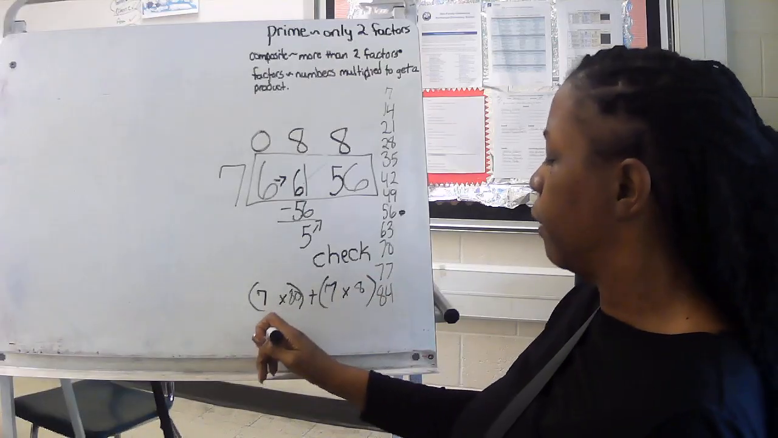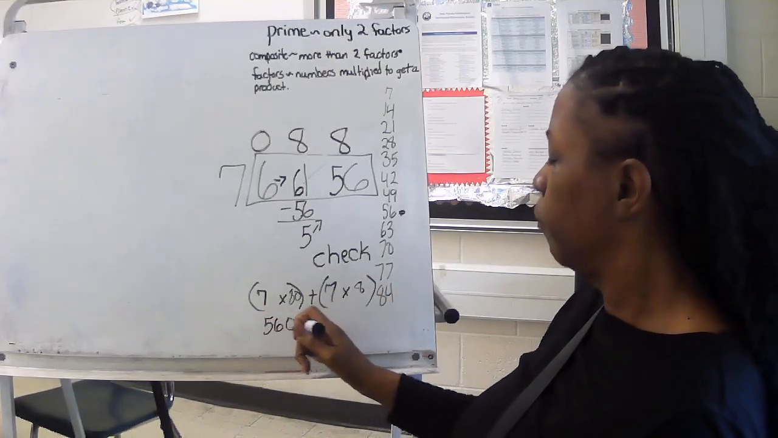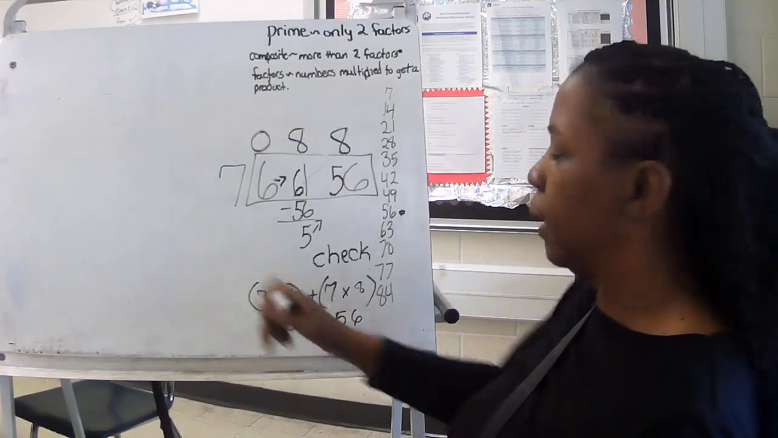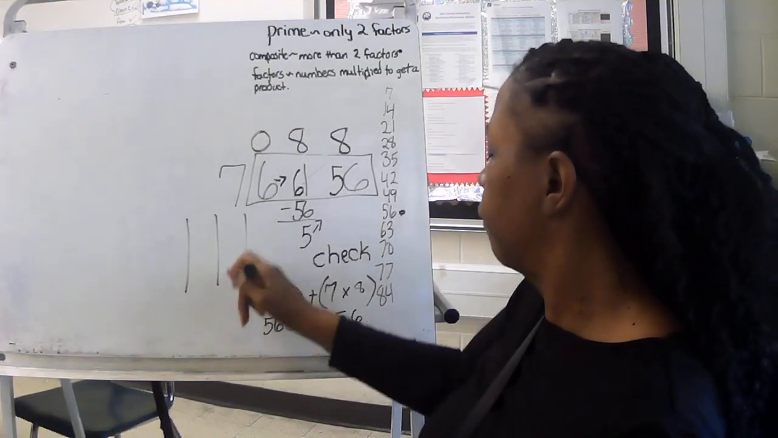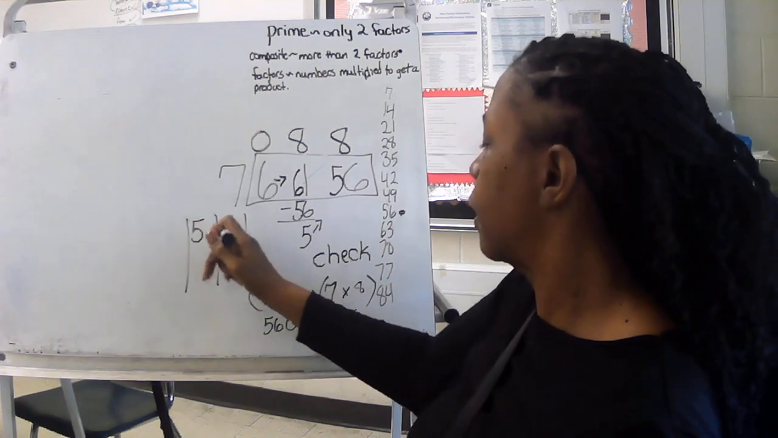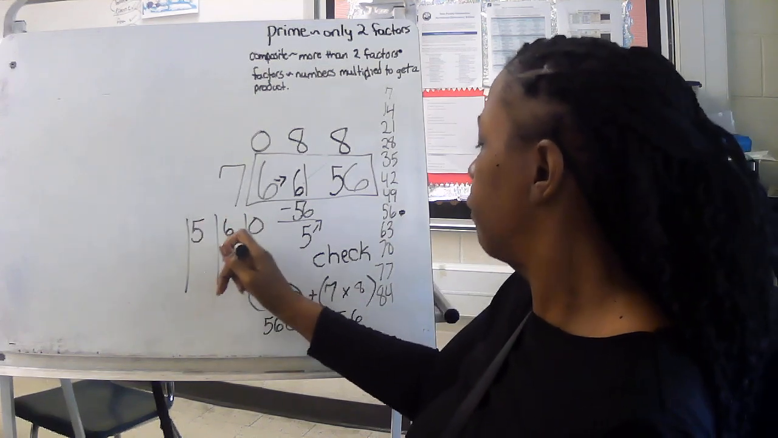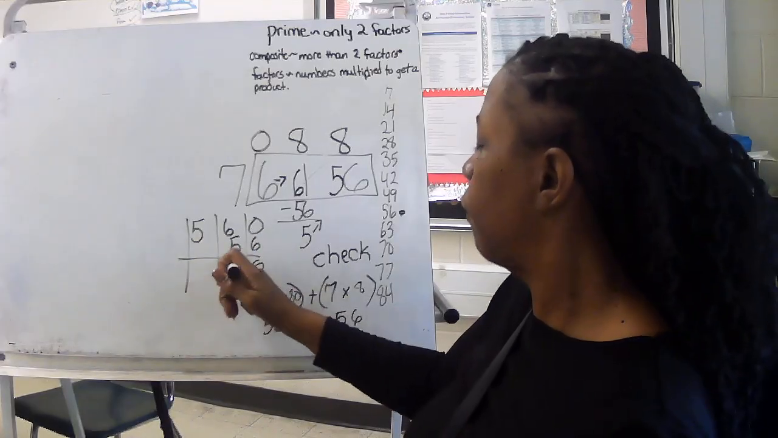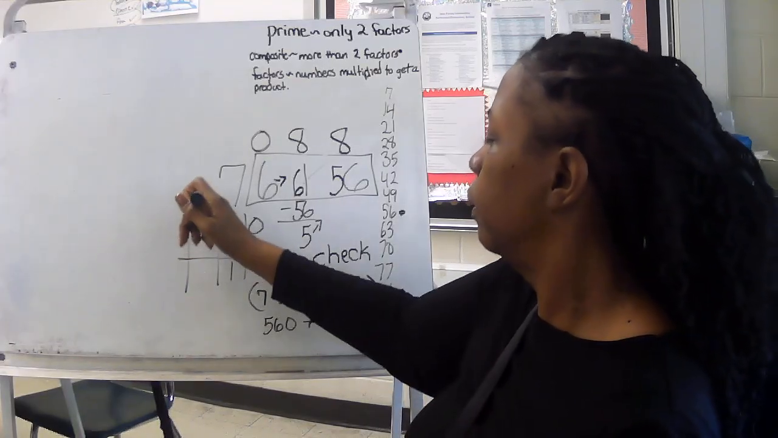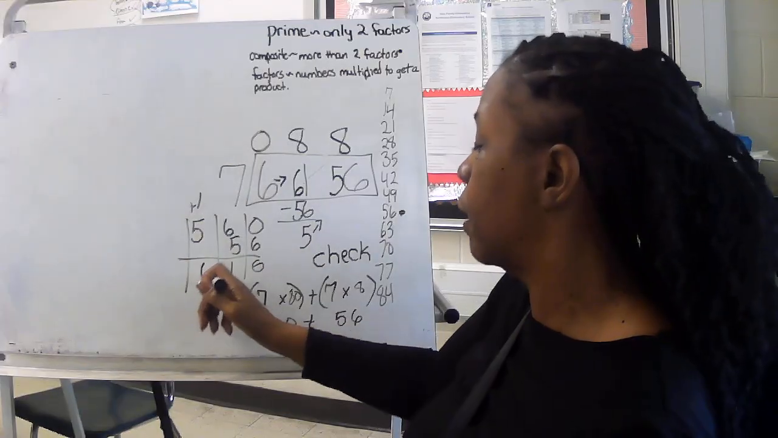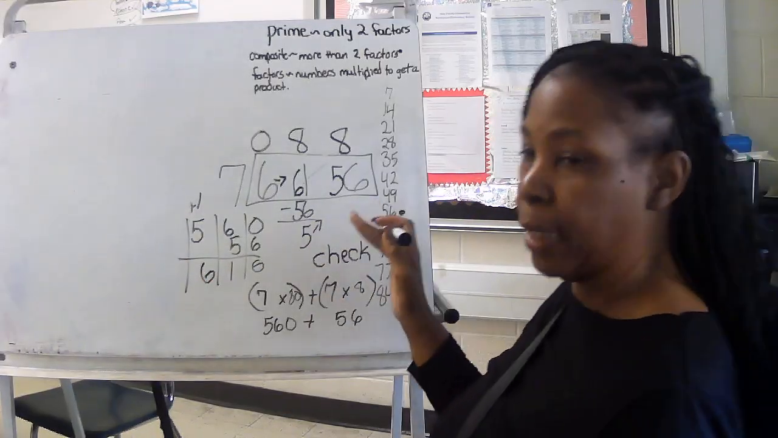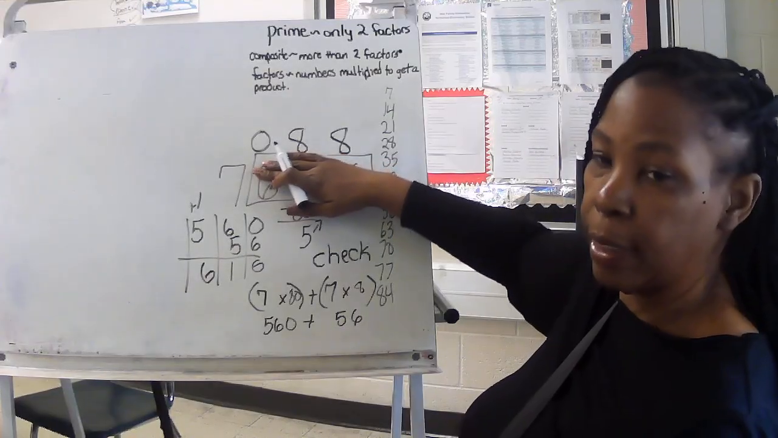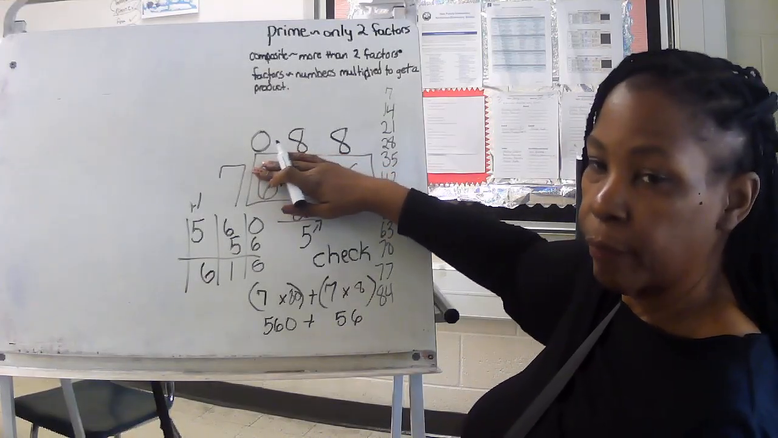8 times 7 is 56, and 80 times 7 is 560, plus 56. And let's add it in this space here. We have 560, and we have 56, and we have 6, and 5 plus 6 is 11, and 11 plus 5 is 16. So we get back what we started with, that 616. Therefore, our quotient of 88 is the correct answer. Okay?